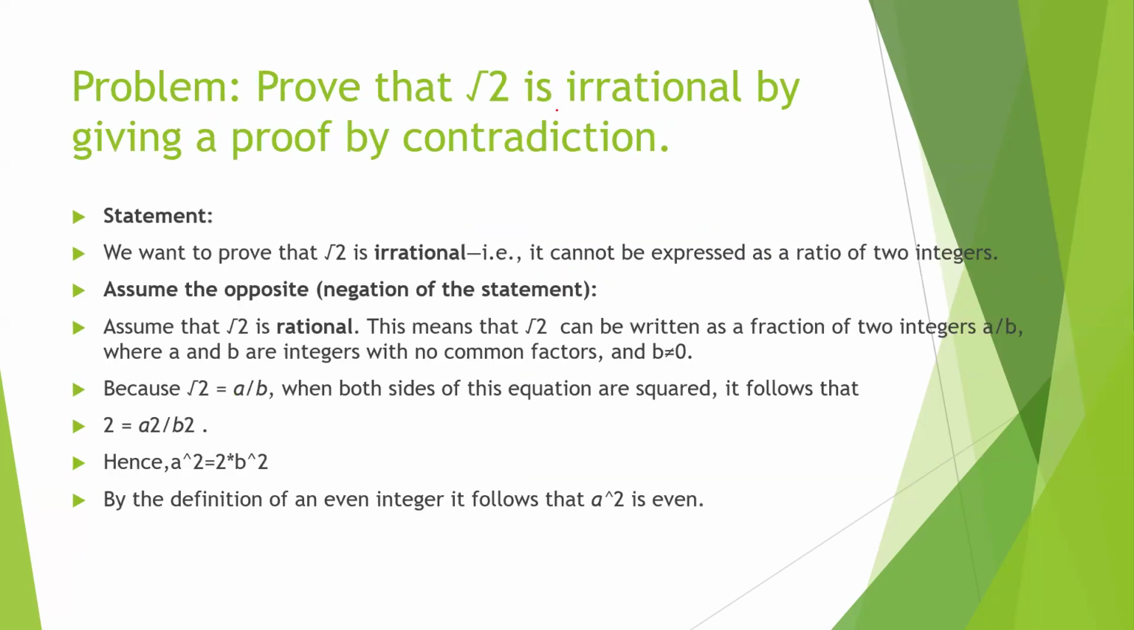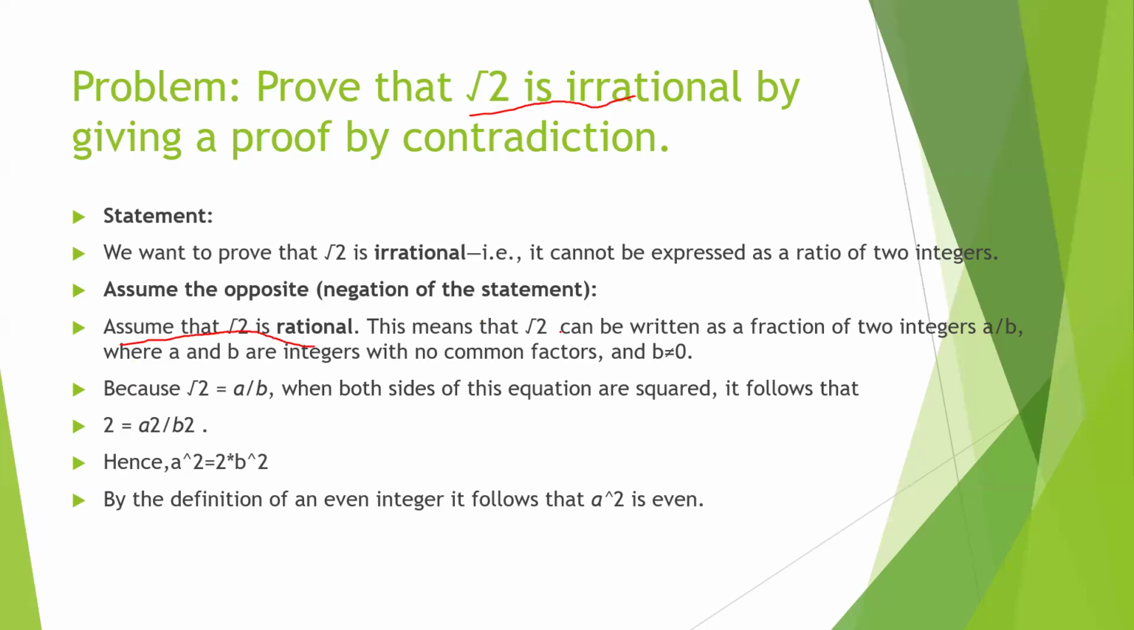Going to the next problem. Prove that the square root of 2 is irrational by giving a proof by contradiction. What we have to prove is that square root of 2 is an irrational number. In a proof by contradiction, first we have to negate the statement. The negation is that root 2 is a rational number, so we assume that root 2 is a rational number.